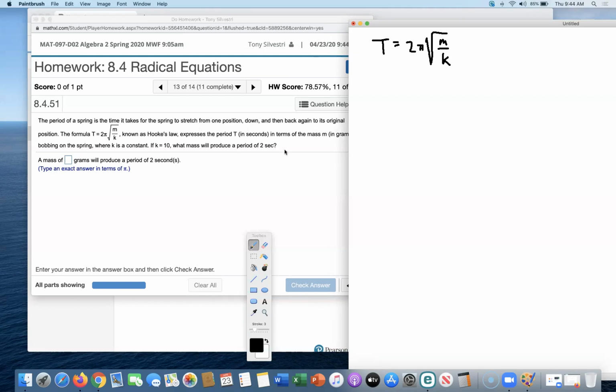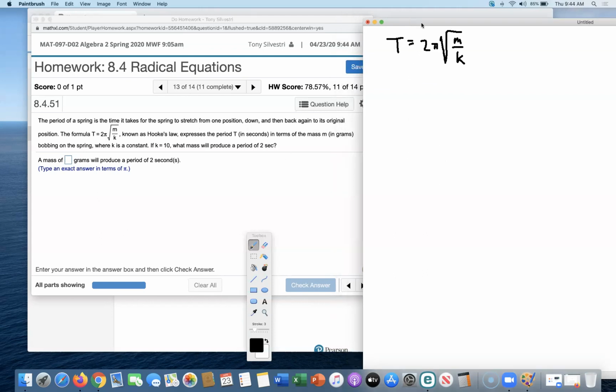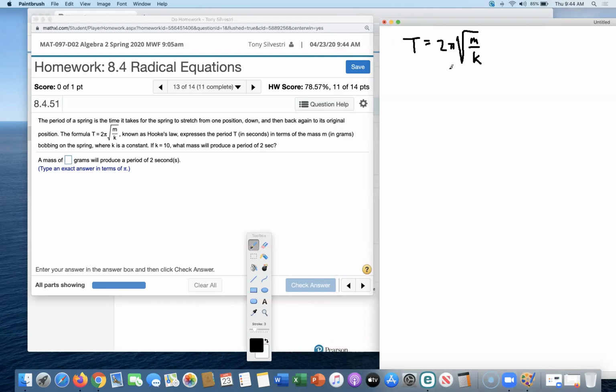Basically, they've got to give you some values here. There's 3 unknowns here. This is like the other formula: time, mass, and spring constant. Pi is not an unknown. That's a value that you can plug into your calculator. If K is 10, okay, let's put down what we know. K equals 10. And what mass, in other words, M, I've got to find M, produces a period, T is the period, equals 2.